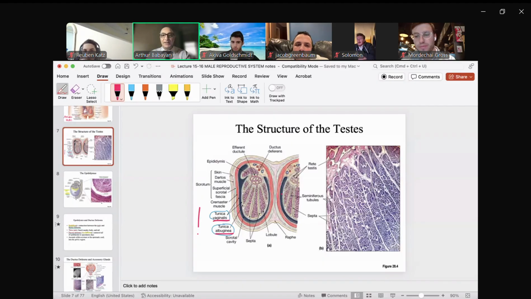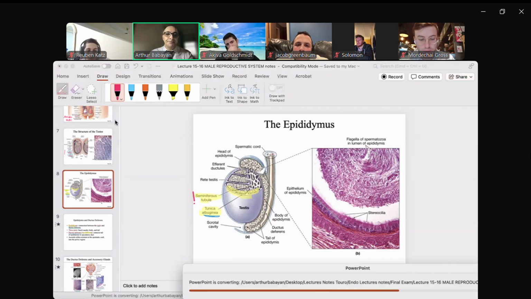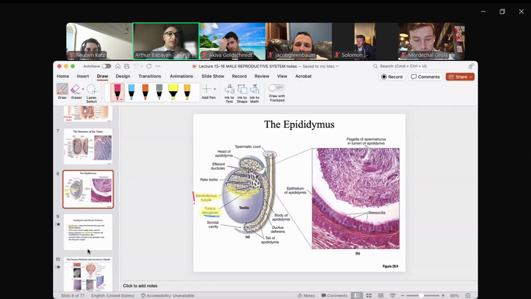And here are the seminiferous tubules, where sperm production takes place. Here it shows the seminiferous tubules. Here is what you have to pay attention to, related to how sperm production takes place.